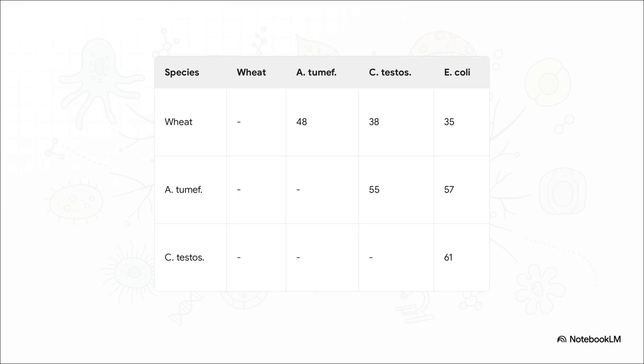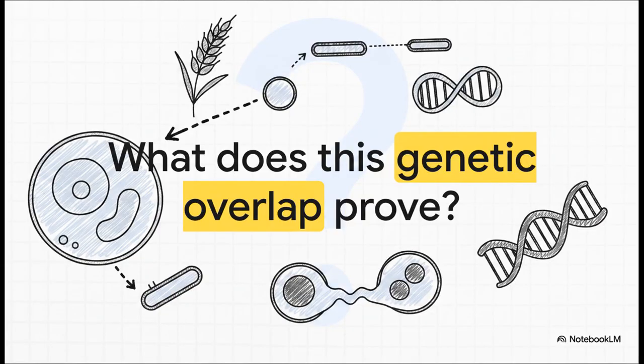Let's actually analyze the data matrix from that research. These numbers represent the percentage of the 617 nucleotide positions where the pair of organisms have the exact same base. Notice that massive 48% match between the wheat mitochondrion and the alpha proteobacterium Agrobacterium tumefaciens. Compare that to the much lower 38 and 35% matches with the other bacteria. The data is practically screaming at us here. So what does this specific genetic overlap actually prove about the very first complex cells? I mean, why on earth does a wheat mitochondrion share so much sequence with a specific alpha proteobacterium?